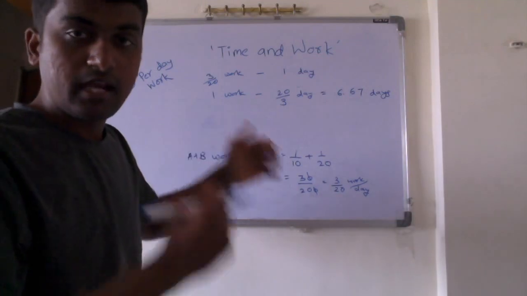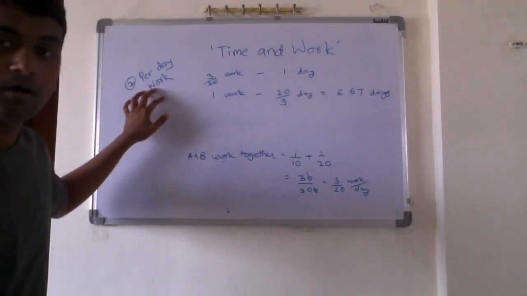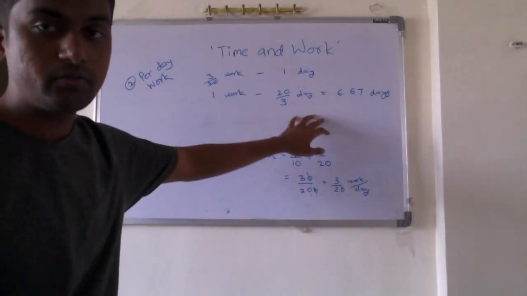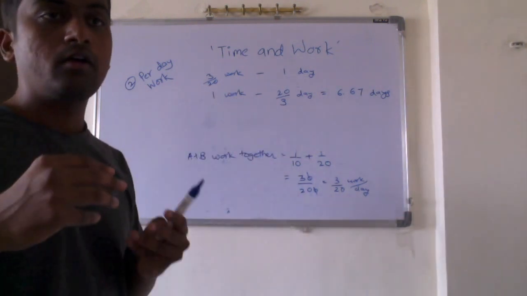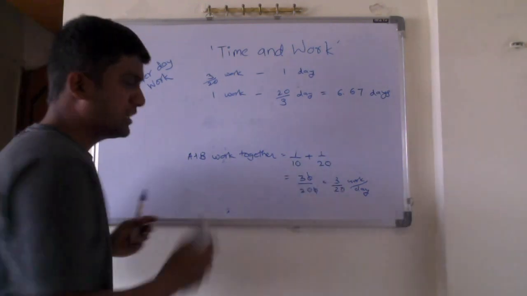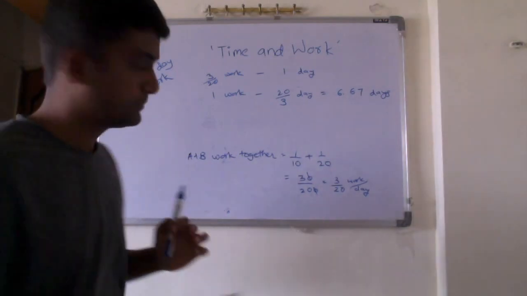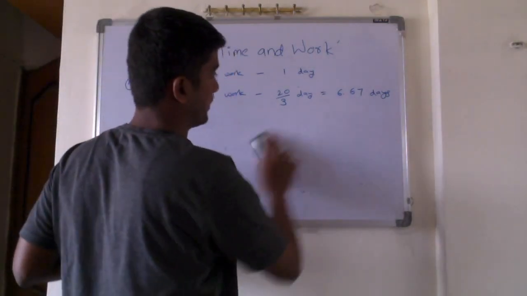So this is the second method. Now in this there is an alternate approach. Under this concept of per day work, there is an alternate concept which we can use for simpler problems for quick answers, and it is very easy to understand. This is called the percentage method for per day work. Now how does this work?